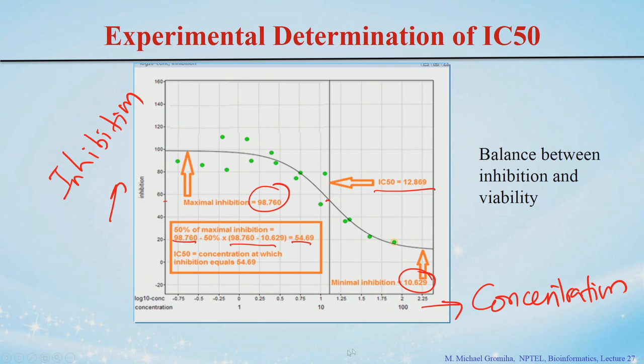So, here you see we relate the concentration with the inhibition. You get the maximum inhibition and the minimal inhibition at various concentrations, and using this information we can get the 50% of maximal inhibition. So, for the 50%, the concentration related to it will be the IC50 value for that particular compound.